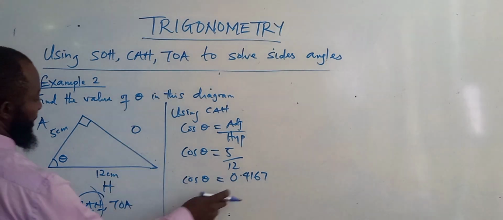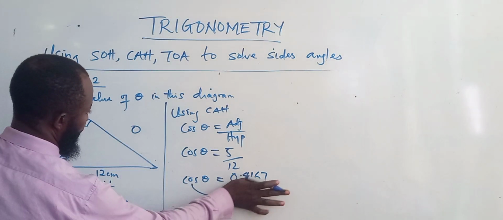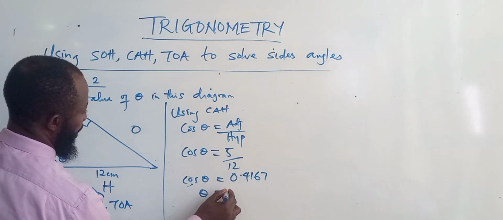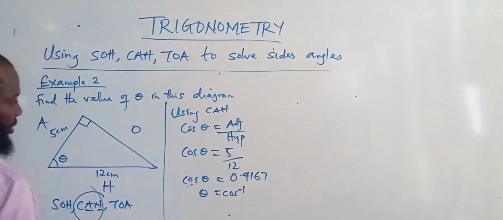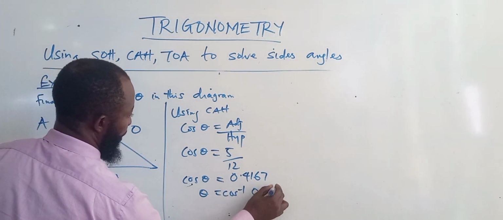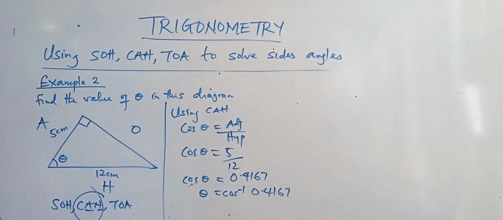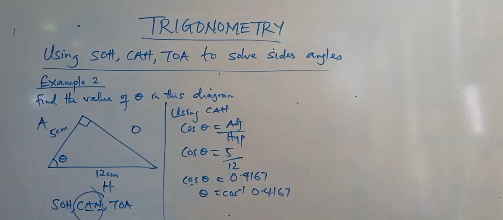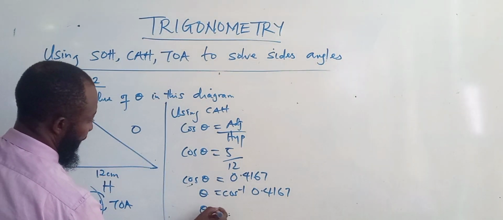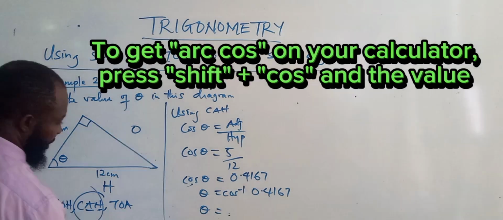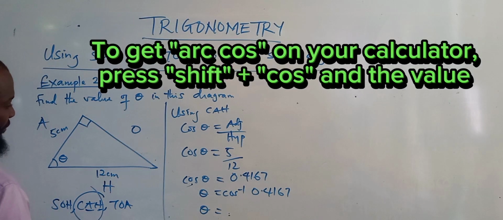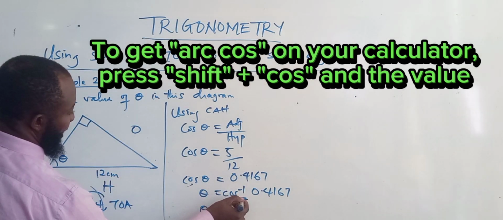In that case, this will have to come here. So it will now be theta equals arc cos 0.4167. So you can get this through your calculator. So how are you going to do this? Just punch shift. After shift, punch cos, the arc cos. So it will show you to display this on your calculator.